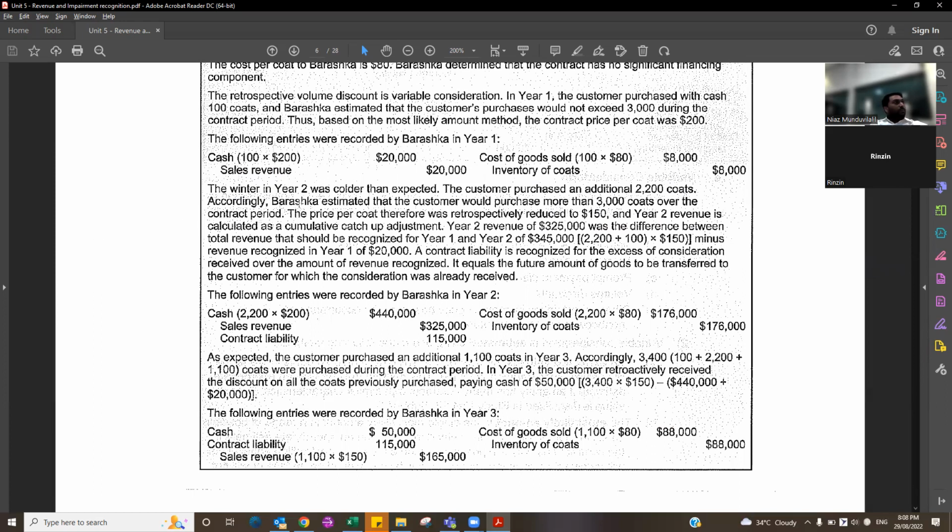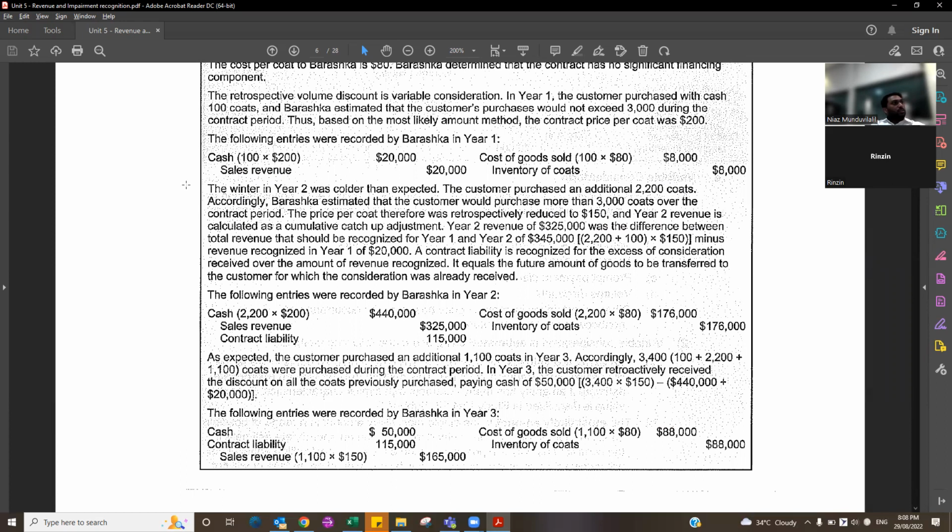Now, in the winter, year 2 was colder than expected. The customer purchased an additional 2,200 coats. Accordingly, Bershka estimated that the customer would purchase more than 3,000 coats over the contract period. The price per coat, therefore, was retrospectively reduced to 150. So, what should be the total amount? That's 150 into 3,200. Because 1,000 he already purchased, right?